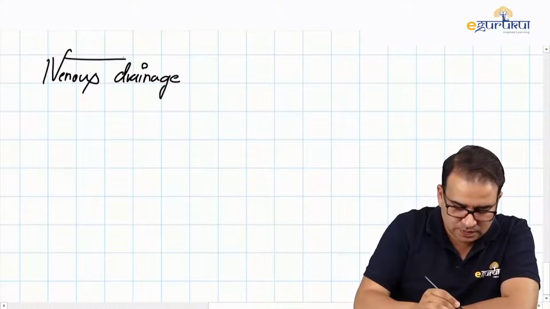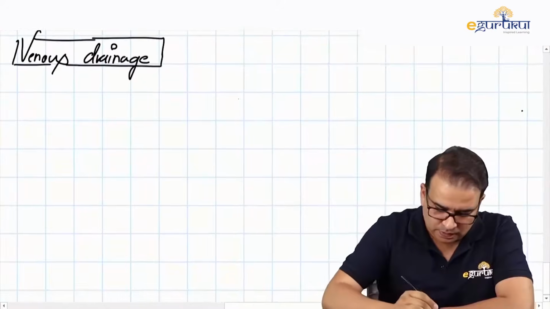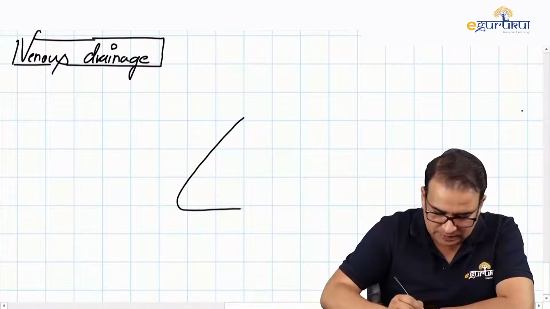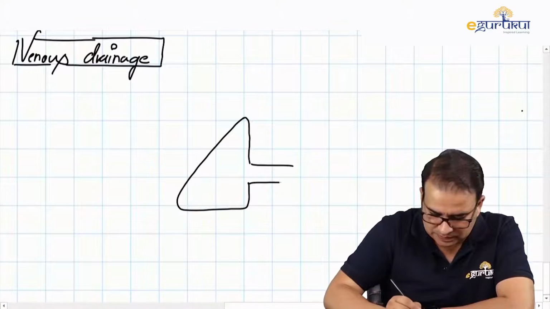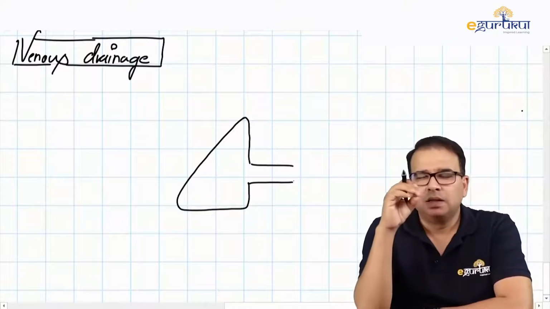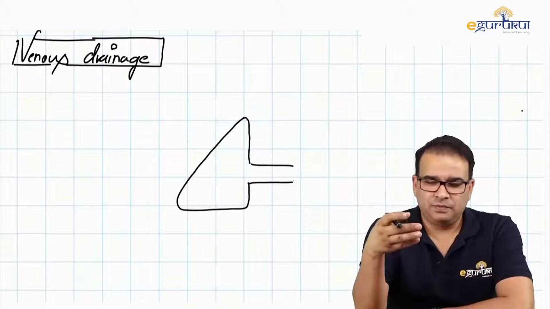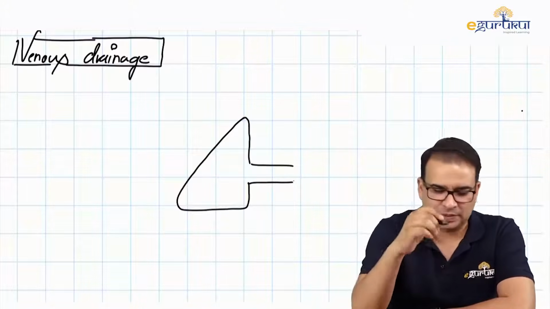Venous drainage. Once again, to understand it, I'm going to draw the thyroid gland of only one side. Here is the gland and that's the isthmus. Usually we have three thyroid veins which are draining the venous blood. We have superior thyroid, middle thyroid, inferior thyroid, and sometimes a fourth vein is also present.